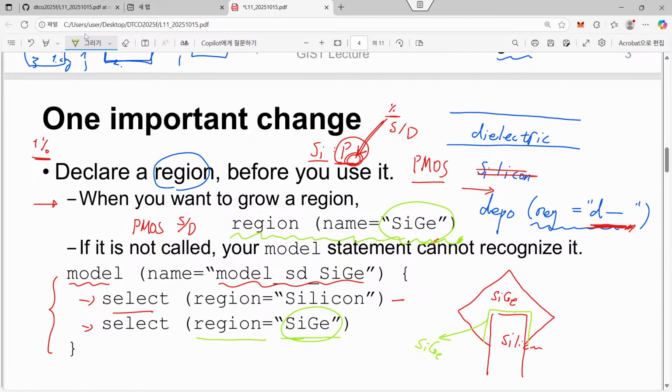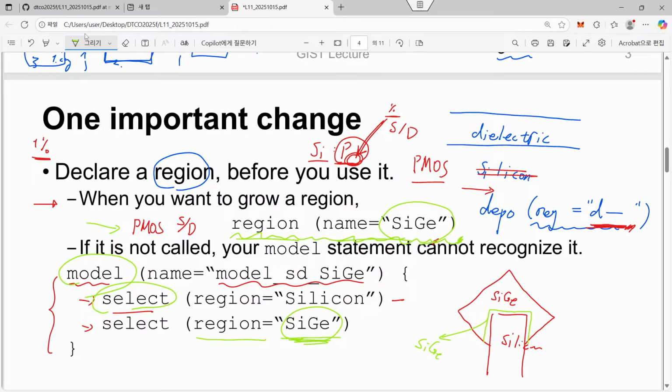So now let me just summarize. We have a model specification. This model specification is used to control the selective growth, or sometimes etching, of our materials. And it contains certain select options to turn on and turn off our model selectivity, material selectivity, but without specifying its name in advance, it is not recognized. So we must add this region here.